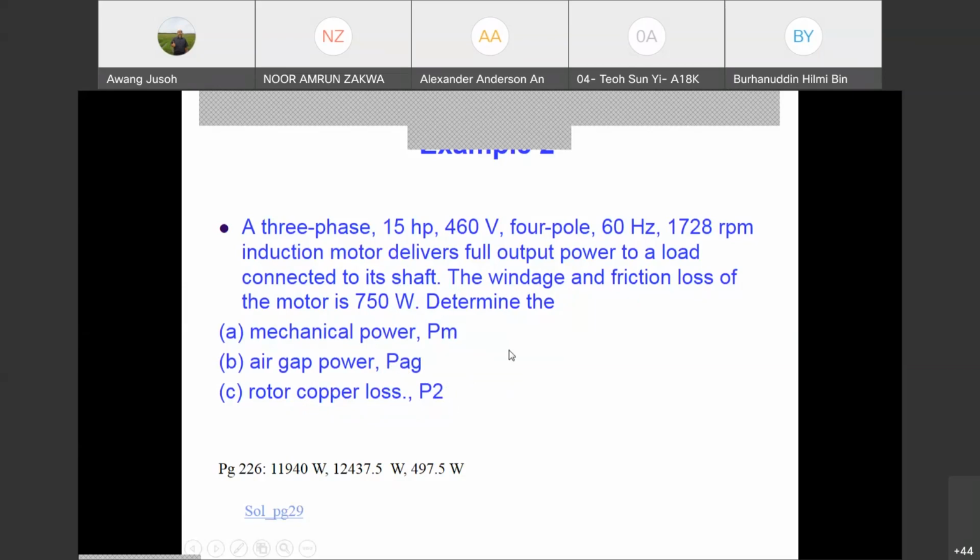Okay, understand? So what is the power here? 15 horsepower is a net power. This is the output power, the net power that is produced by the machine. PM is a gross power, gross mechanical power.